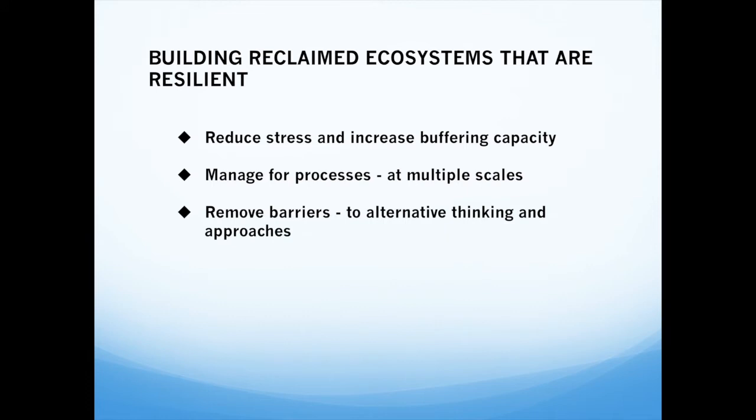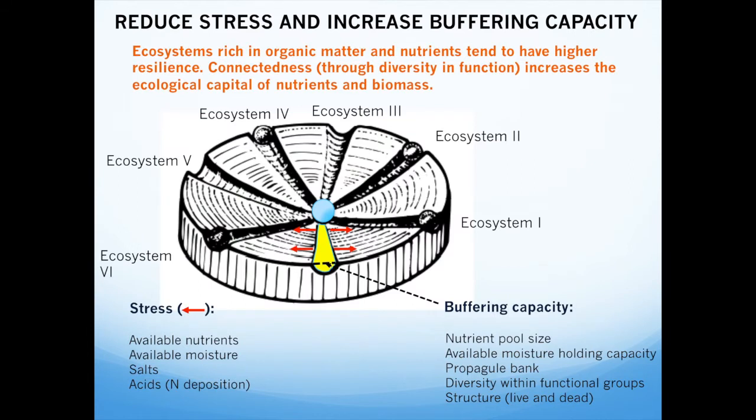So how do we build resilience into reclaimed ecosystems? Well, there are three things we can do. We can reduce the stress on the system, and we can increase its buffering capacity. We can manage for processes, and that should be done at multiple scales. And we can remove barriers to alternative thinking about resilience and to approaches to resilience. And I'm just going to briefly detail that in a moment.